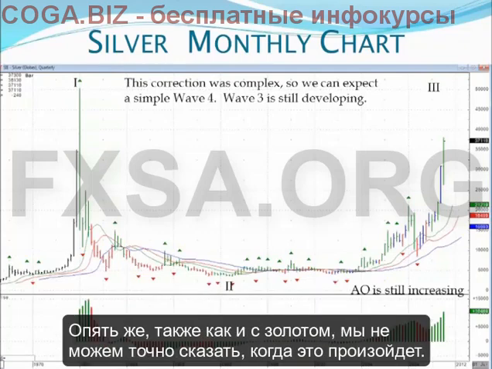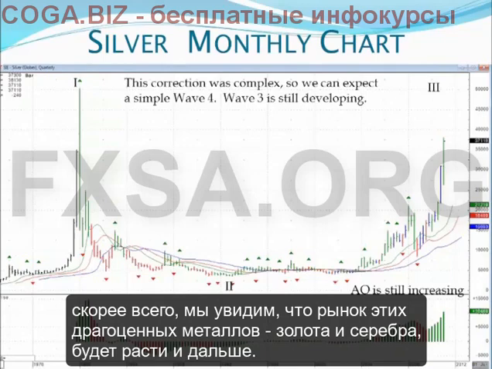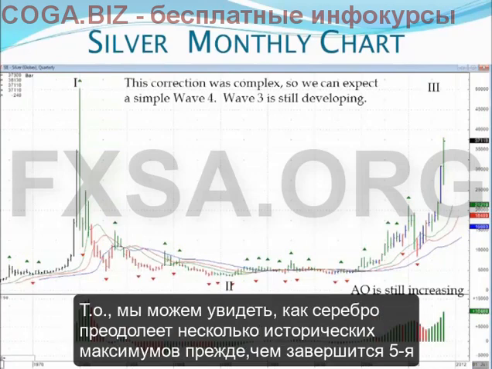I don't know, again, when, like in gold, we don't know when we're going to see these things happen. But typically following the patterns and looking at what's happening with the dollar and the economic situation that we have going on, the deflation of the dollar and inflation, gold and silver and these precious metals seem to be markets that we're going to continue to see uprising. And according to the Elliott wave, which is a natural phenomenon, somehow these follow right in with those patterns. So we're going to see silver take out and have some extreme highs by the time the fifth wave is complete here.